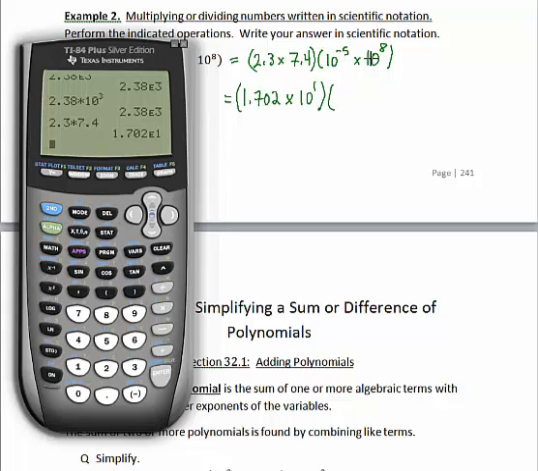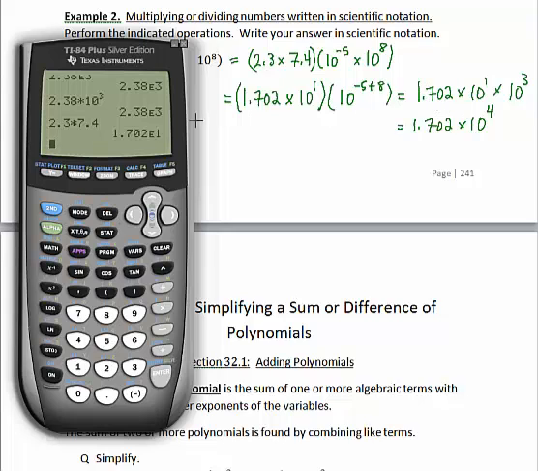We can combine these two tens using the product rule, -5 plus 8. We get 1.702 times 10 to the 1, then times 10 to the 3. And now we have another two tens that we need to combine. And so in the end we write 1.702 times 10 to the 1 plus 3, which is 10 to the 4th power.